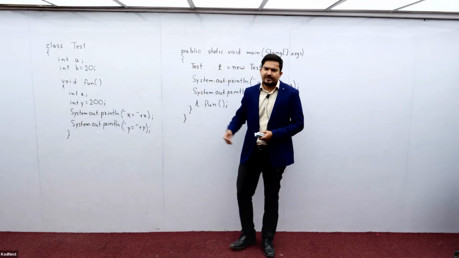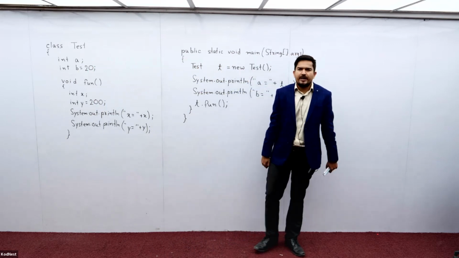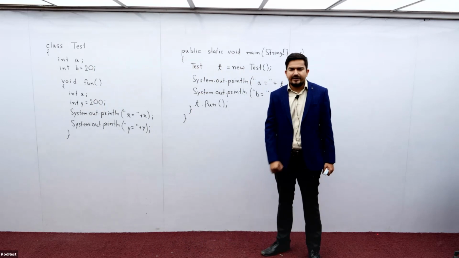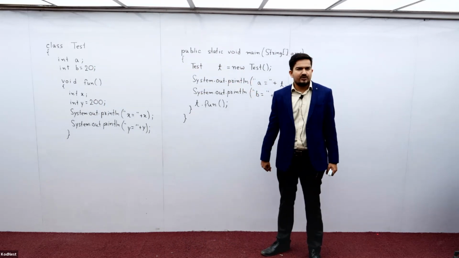In the method fun, I have not written public. If you want, you can write. As of now, it doesn't matter. If it will matter, I will tell you. Suppose this is the program we are having. Okay, this is the program we have.